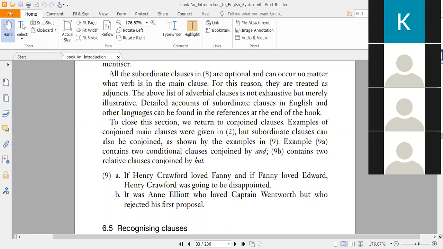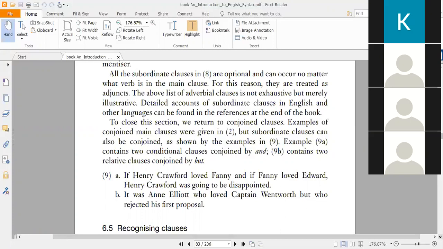To close this section, we return to conjoined clauses. Examples of conjoined main clauses were given in 2, but subordinate clauses can also be conjoined as shown by the examples in 9. Example 9a contains two conditional clauses conjoined by and; 9b contains two relative clauses conjoined by but.